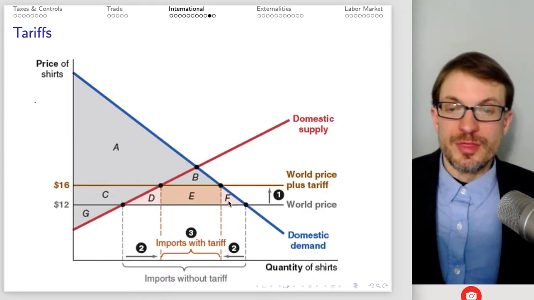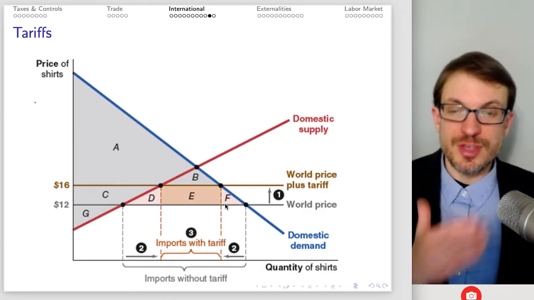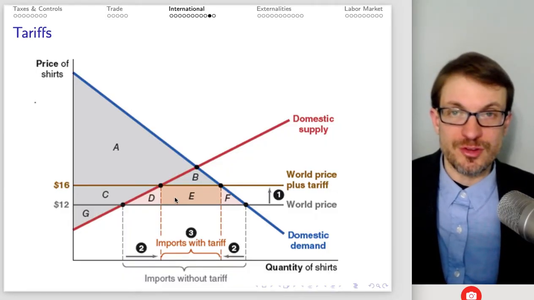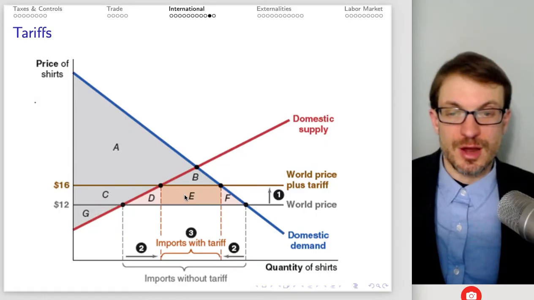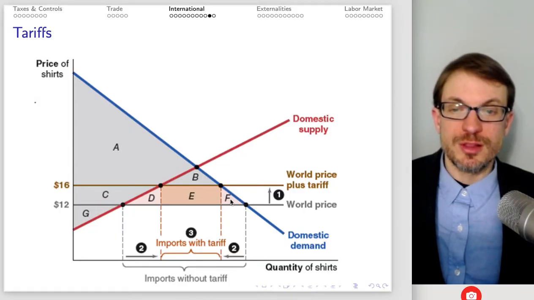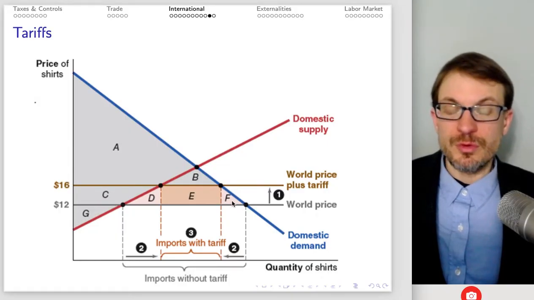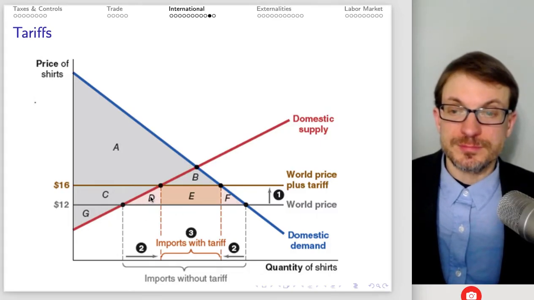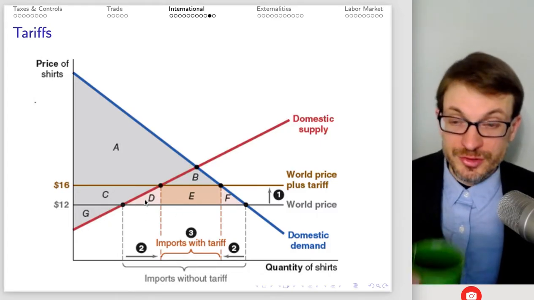So now there's two sources of inefficiency, right? Area E is the tariff revenue. That's not inefficiency, right? That's gains to the government. Area F is deadweight loss, right? This is foregone consumption that would have happened at the world price, but doesn't happen at the world price plus the tariff. Area D, that's a loss of efficiency.